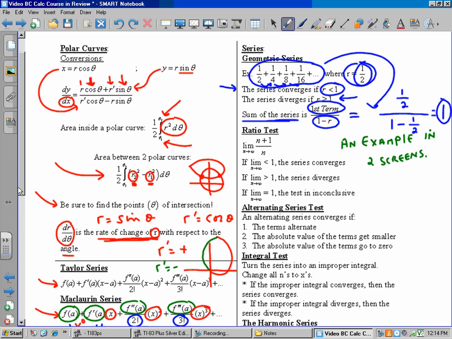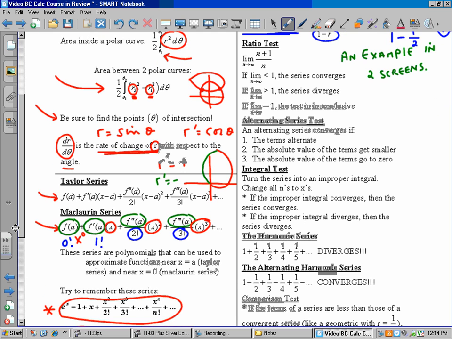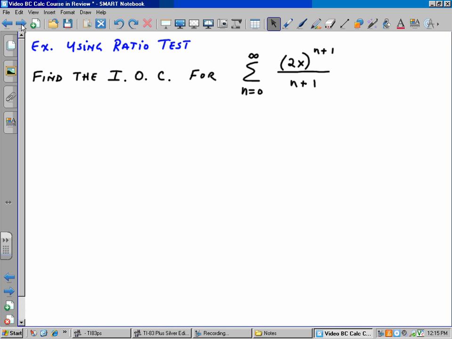All right, the ratio test, I've got an example that I'll get to in a minute. But the ratio test is evaluating the limit as n approaches infinity of the term n plus 1. So you're going to add 1 to any spot where you see an n, and then you're going to divide by the original function. When you evaluate that limit, if it comes out to be less than 1, then the series converges. If it comes out to be greater than 1, the series diverges. If it comes out to be equal to 1, the ratio test is inconclusive. Let's take a quick look at an example.